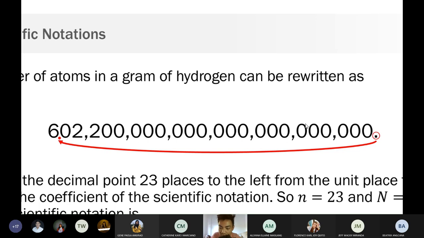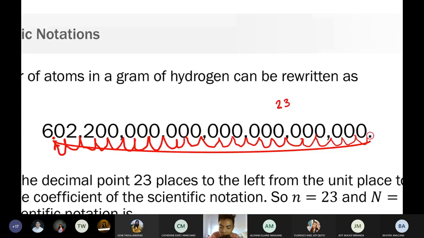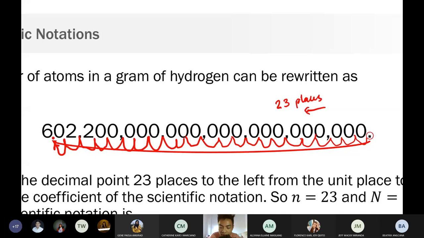6.022. So let's count how many steps should be taken in order to get that coefficient. So let's start. This is 1, 2, 3, 4, 5, 6, 7, 8, 9, 10, 11, 12, 13, 14, 15, 16, 17, 18, 19, 20, 21, 22, and 23. Okay, so that means I moved my decimal point 23 places to the left, and then my coefficient will be 6.022.